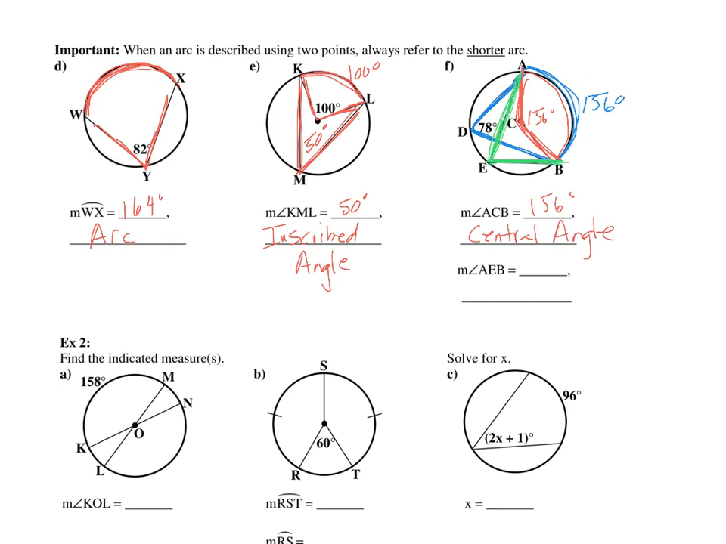What is that going to be? Its intercepted arc is right here. It's 156 degrees. So that means this angle here is 78 degrees. Got to take half of it. And this is an inscribed angle.